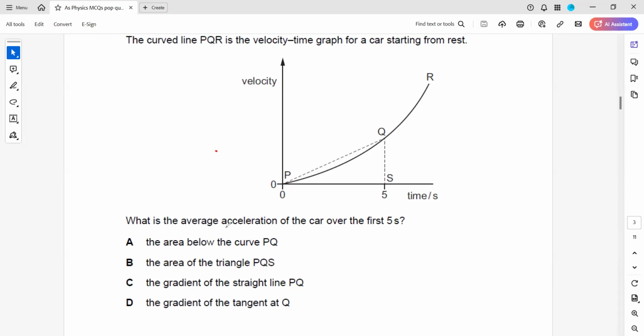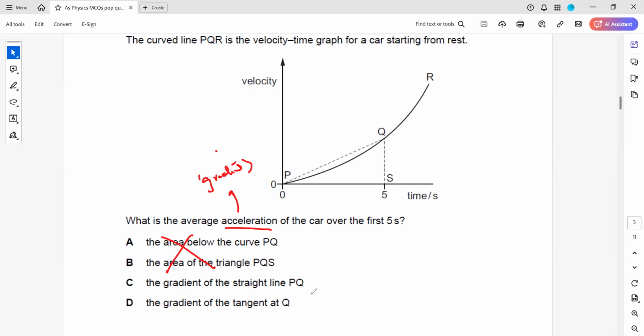Look, if we need an acceleration, how do we work it out? To work out the acceleration, we take a gradient. That is the first thing. So option A and B are totally wrong. Why are options A and B totally wrong? Because it's a velocity time graph. If we use area, we find the displacement.